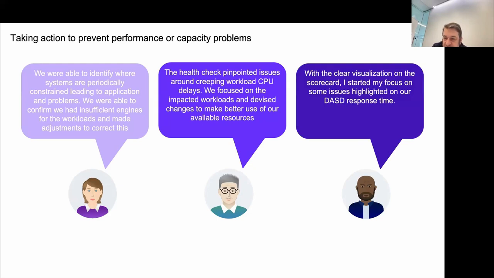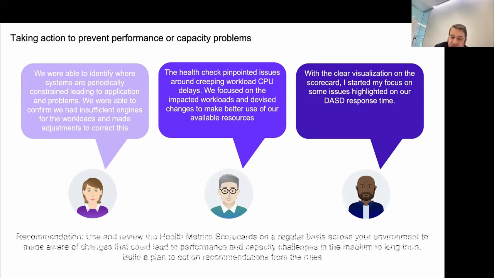And thirdly, less experienced users can use things like the scorecard to isolate where a particular problem is. When you're faced with an issue and you don't know where to start, the scorecard can highlight where potential problems could be. It could say there's an issue with DASD response times within the environment, and we can eliminate a lot of investigation paths that would not be fruitful.